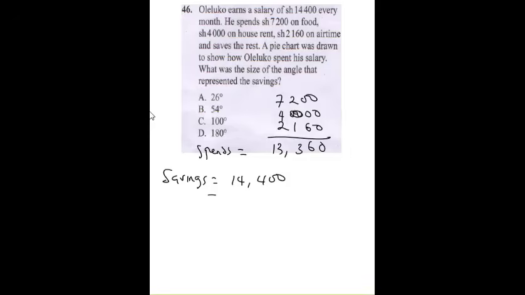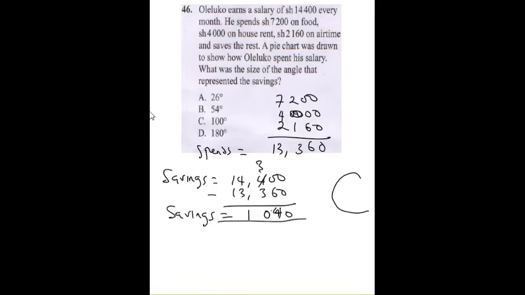So if we want to get his savings, it will be 14,400 subtract 13,360. So this is going to give us 0 minus 0 is 0. 14 minus 36, okay, 10 here. This becomes 3. 10 minus 6 is 4. So 3 minus 3 is 0. 4 minus 3 will give us 1. So savings is equal to 1,040.